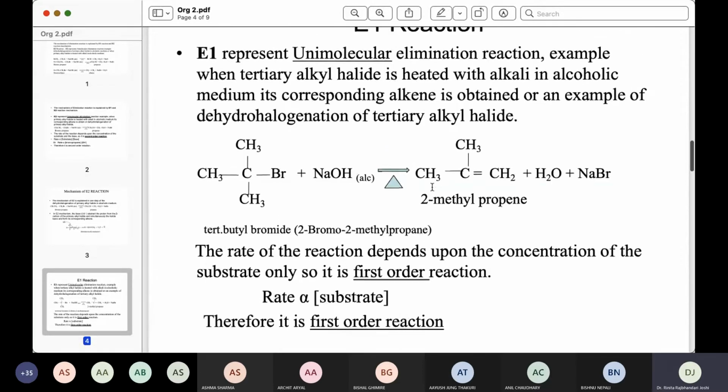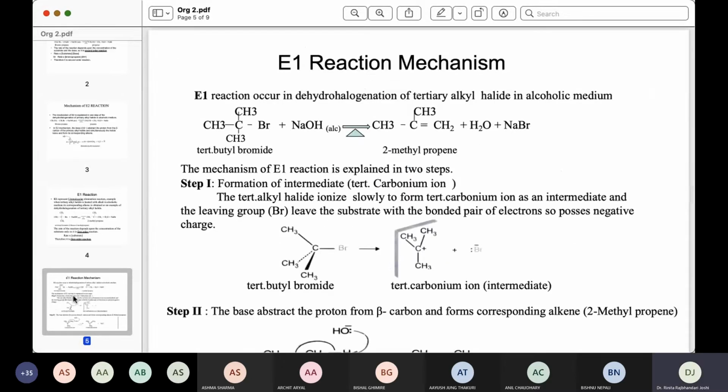Okay, so what does E1 represent, for your 1 marks? Then represent this example and then the kinetics. Right. So after that, then explain its mechanism. Okay, explain the E1 reaction mechanism भन्ने बित्तिकै, now.